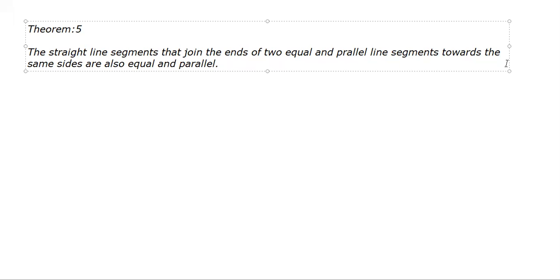Okay, everyone, let's start today's class with this theorem. We are in class 9, theorems first, exercise we will do later. Here, theorem number 5: the straight line segments that join the ends of two equal and parallel line segments toward the same side are also equal and parallel.